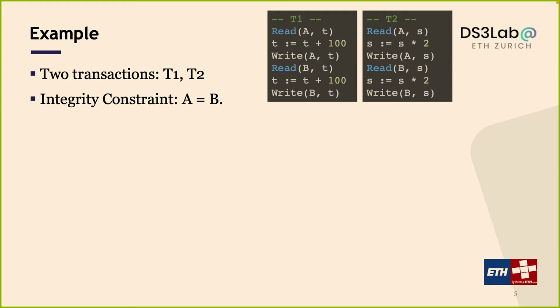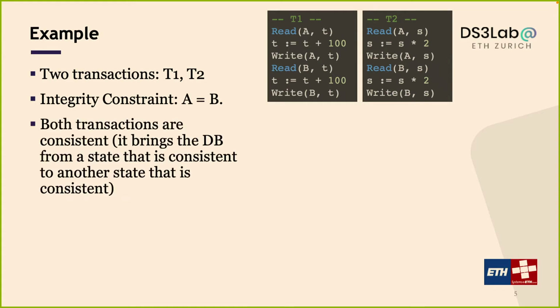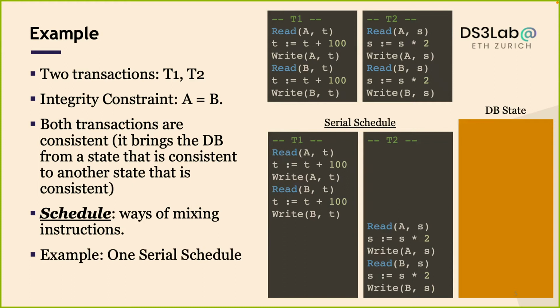Assume you have the integrity constraint A equals B. In the beginning, I may have a database system where A equals B is respected. If you look at each of these transactions, they are going to respect the integrity constraint in the end. So, a schedule: we talked about schedules. A schedule is a specific way for you to mix these instructions together.